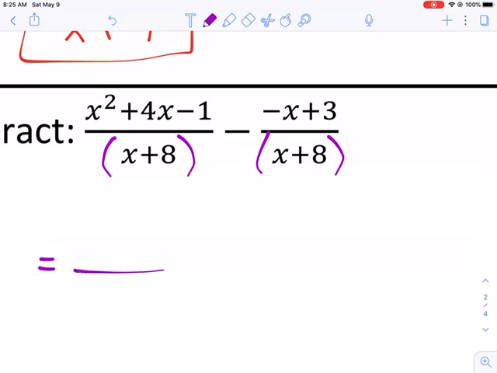So I know that my denominator is going to be x plus 8, and we're going to go ahead and combine some like terms up here. So x squared, there is no other x squared. Okay, so that comes down with us.